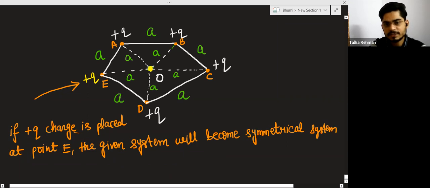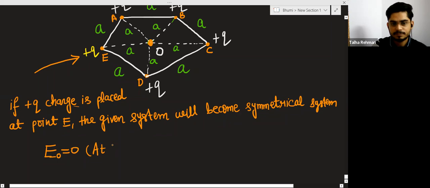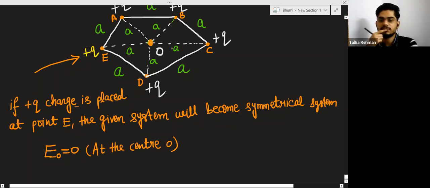And we know that O is the center, and at the center of a symmetrical system the electric field is zero. At the center of the pentagon, the electric field due to all the charges will be zero.